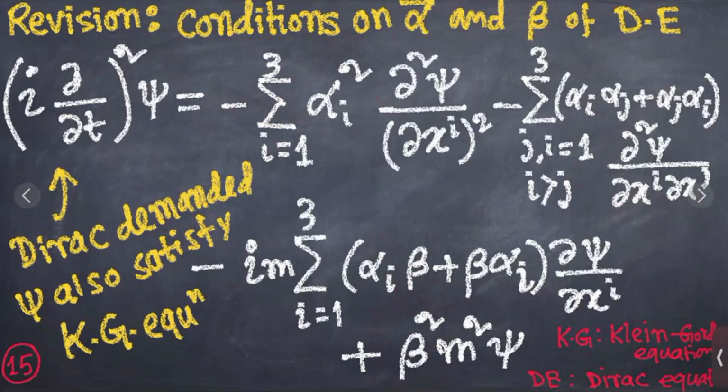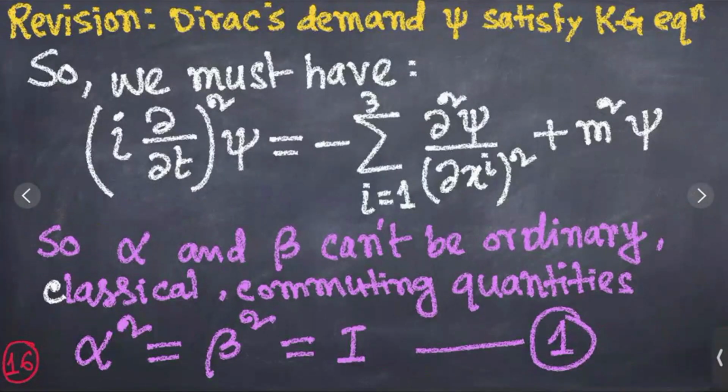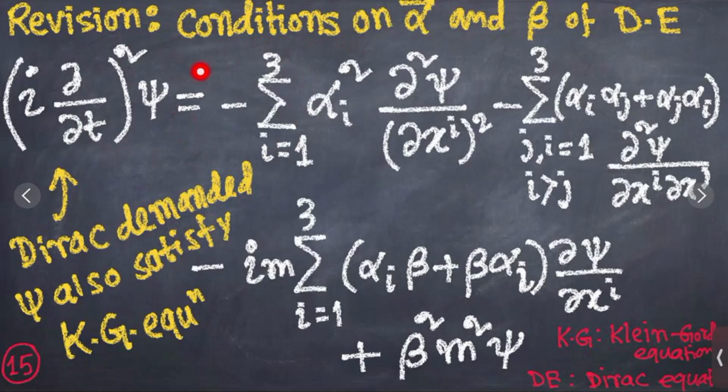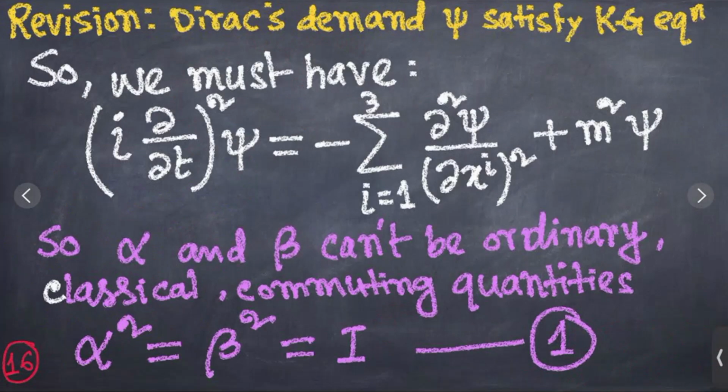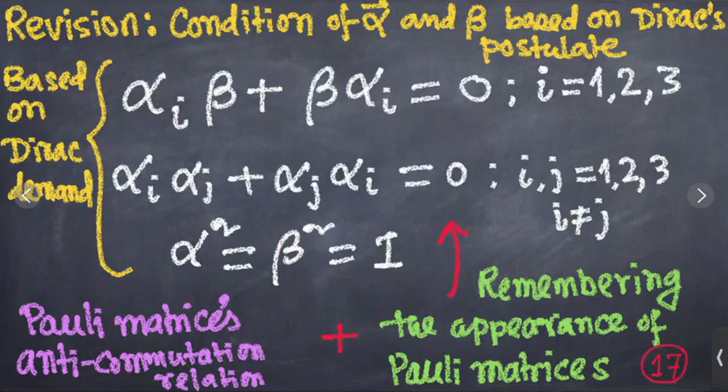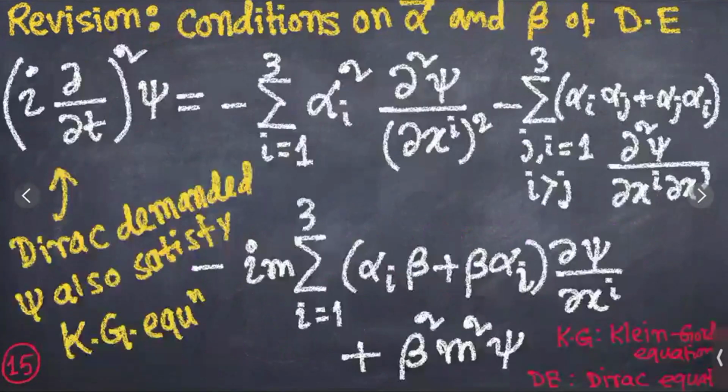because this kind of term was not there in the Klein-Gordon equation. So just to remind you what we need: if we put this term equal to 1, this term equal to 1, and these two terms 0, then we will reach a point similar to the Klein-Gordon equation. So the condition we get from this matrix multiplication is alpha_i alpha_j plus alpha_j alpha_i equals 0. This term also will be 0. This will be 1, and this alpha square will also be 1.